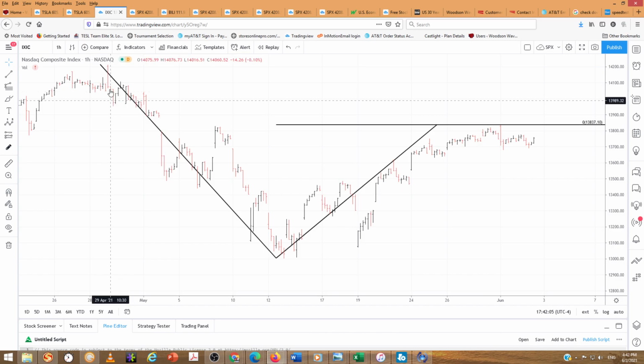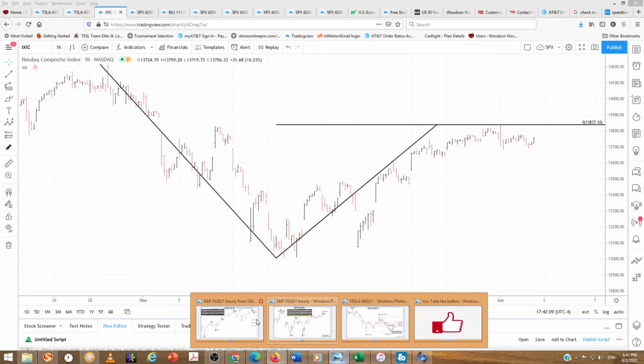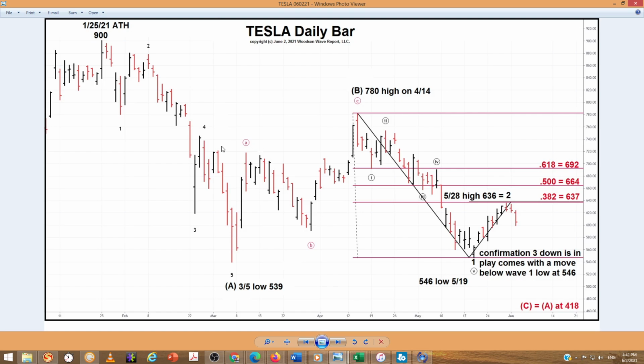Let's look at the NASDAQ. Oh, I want to show you the Tesla chart here I had for you guys. Some make or break points and confirmations. There's the all-time high. There's the 5 waves down for A. There's the A wave low. Okay, March 5, another turn date. The 3 waves up. The B wave high on April 14th at 780. And then here's that first wave down on May 19th at 546. And there's the second wave retracement right at the 382 within a point at 636, 637, somewhere around there.